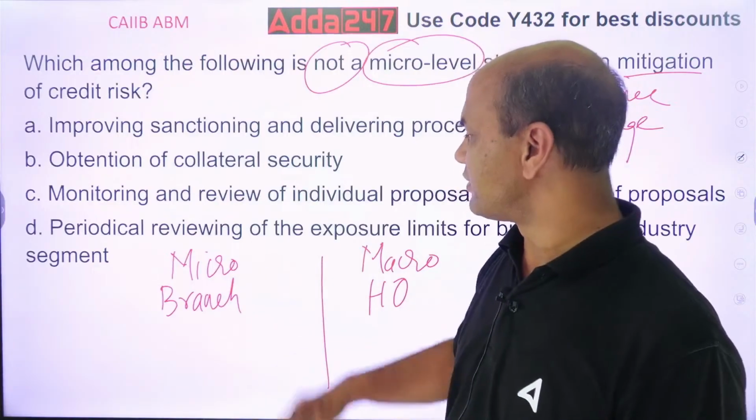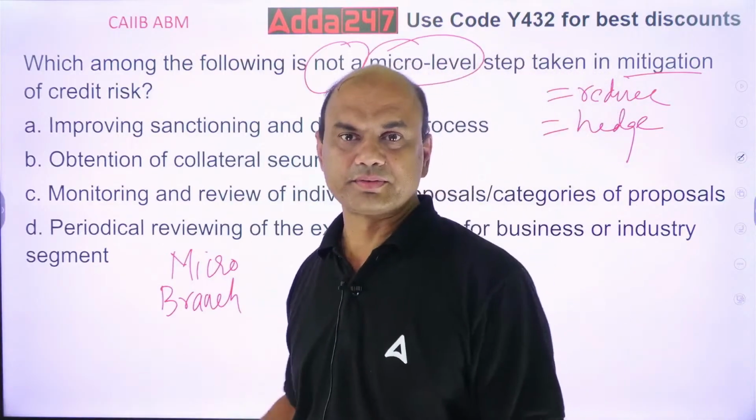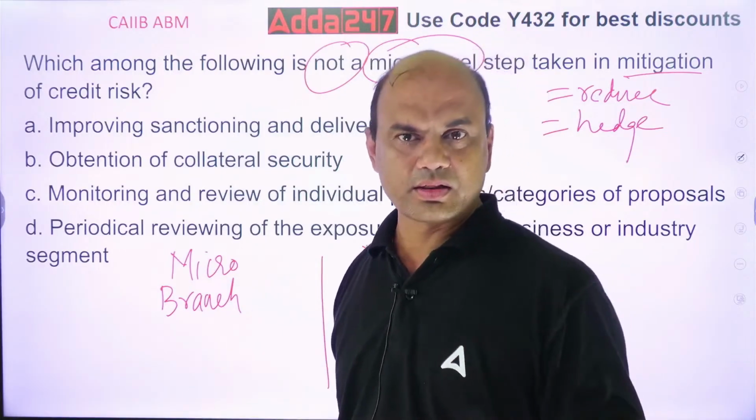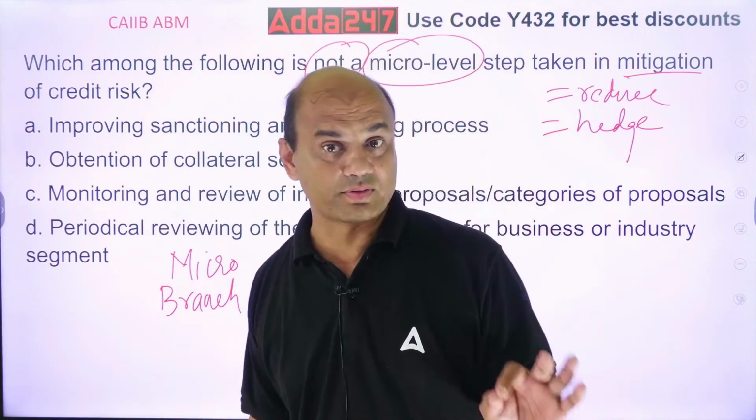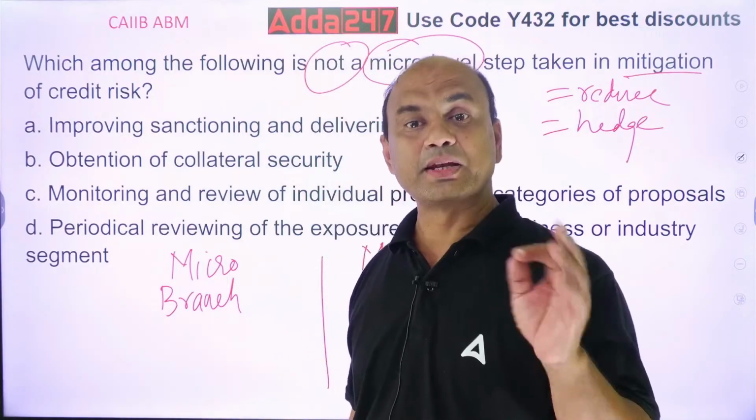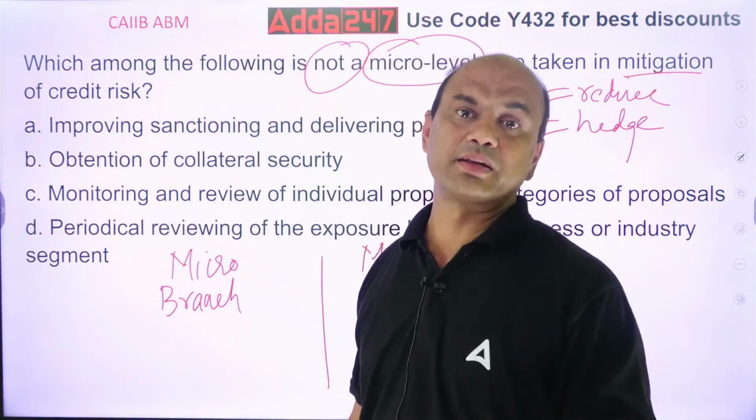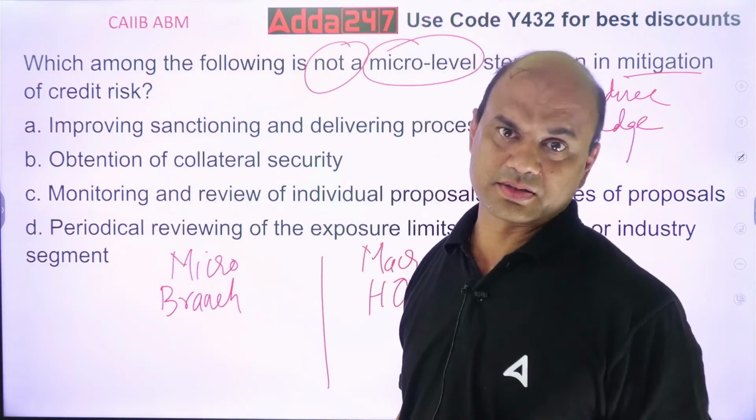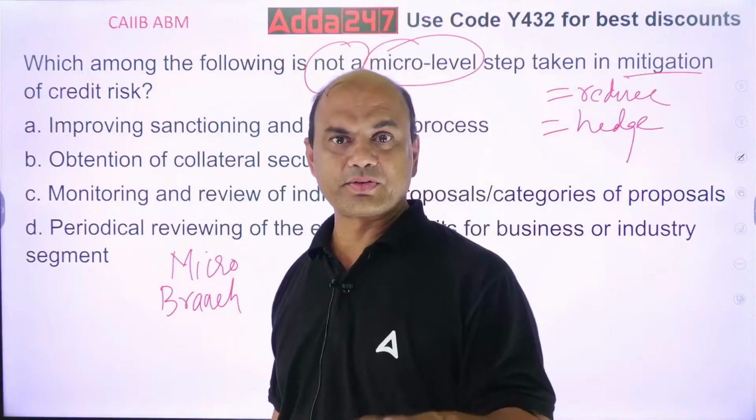At branch level, what we do is, number one, we'll take a collateral. We'll do proper analysis of the loans. We'll do the management analysis. We'll check the persons behind the company. And legal documentation. All these 3 parts we'll be doing.